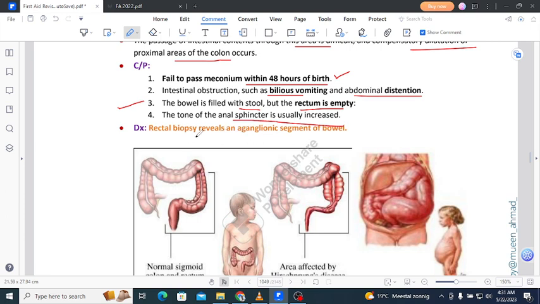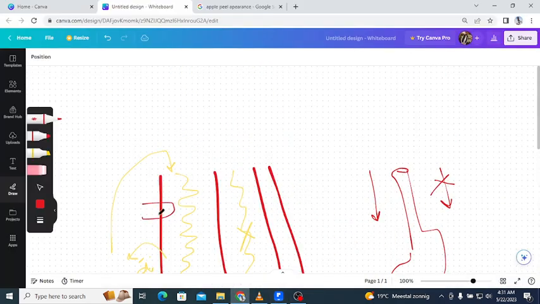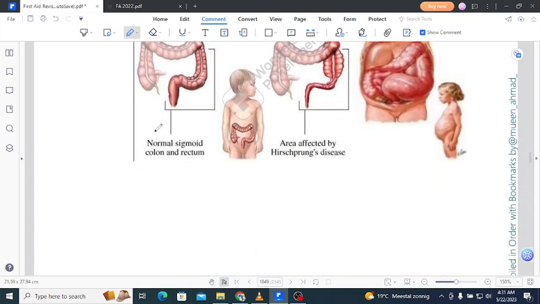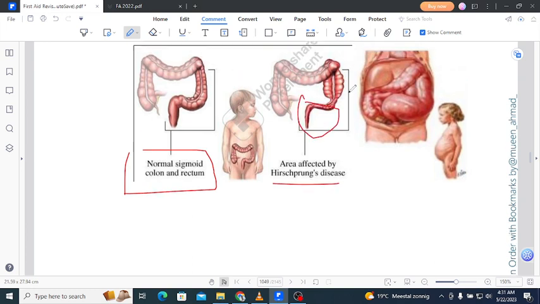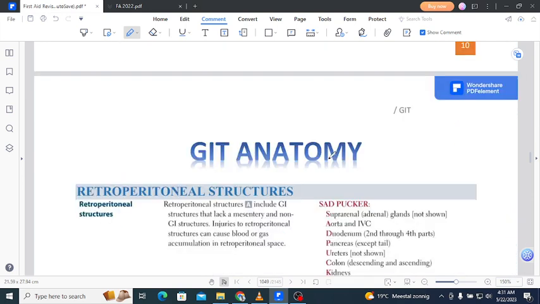For diagnosis, we do the rectal suction biopsy, because if we do the rectal biopsy alone, it will pick a segment from maybe mucosa only, but we want to take a submucosal segment. So the rectal suction biopsy will give a deeper specimen, and then we examine that and make a diagnosis of Hirschsprung disease. The rectal suction biopsy reveals an aganglionic segment of the bowel. Here you can see the normal sigmoid colon and rectum, and in this case, this is the problematic area in which there is narrowing. The area affected by Hirschsprung disease is narrowed, and the proximal area is becoming dilated, and this is Hirschsprung disease. Now we'll start with the GIT anatomy in the next session.